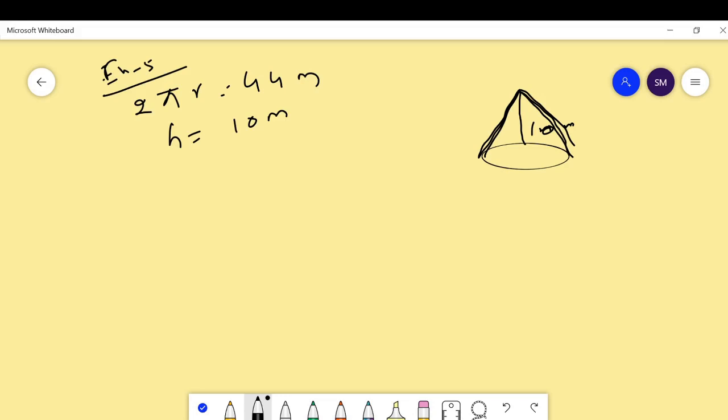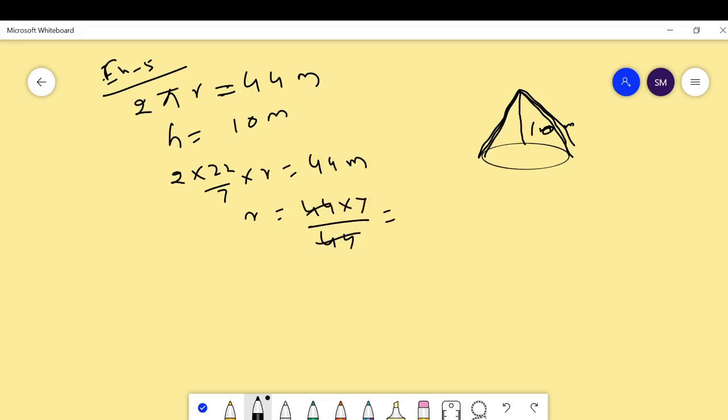Then the question says the circumference of the base, 2 pi r, is 44 meter. This means 2 into 22 upon 7 into r is equal to 44 meter. Then r is equal to 44 upon 44 cancel, 7 meter. Here we find r is equal to 7 meter, h equal to 10 meter.